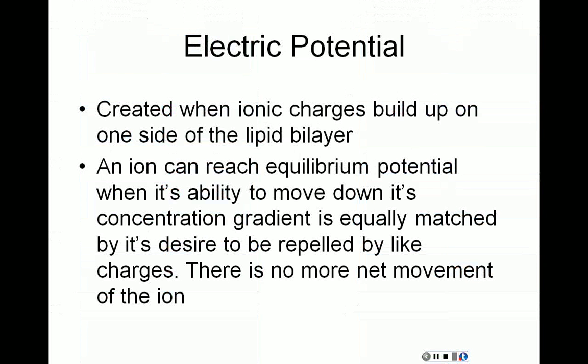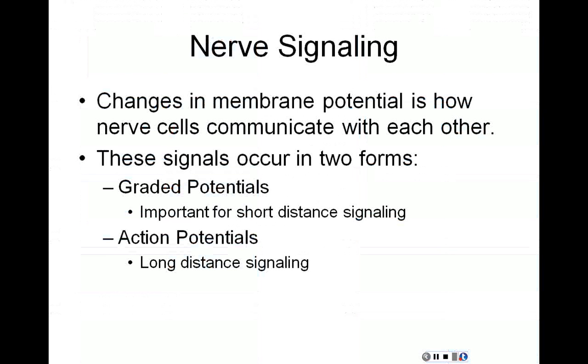There it is. I knew I had a slide that had the verbal explanation of the whole thing. It says: when ionic charges build up on one side of the lipid bilayer, an ion can reach equilibrium potential when it moves down its concentration gradient, and that's meant by its desire to be repelled by like charges. There's no more net movement. And that's that panel.